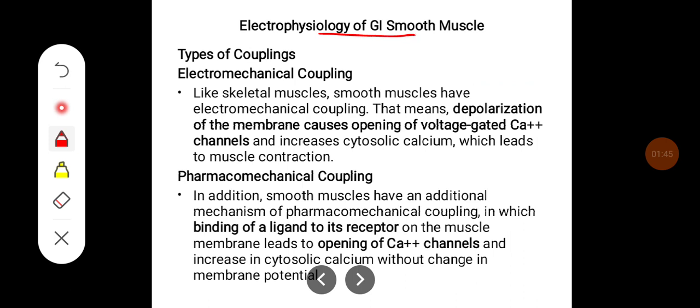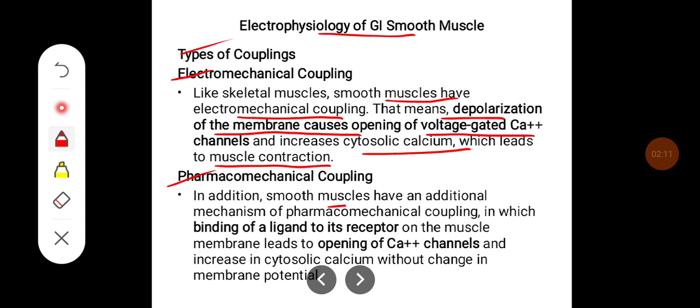Electrophysiology of GI smooth muscles. The type of couplings in smooth muscle can be electromechanical coupling. Like in skeletal muscles, smooth muscles have electromechanical coupling. That means depolarization of the membrane causes opening of the voltage gated calcium channels and increases cytosolic calcium, which leads to muscle contraction. There can also be pharmacomechanical coupling.